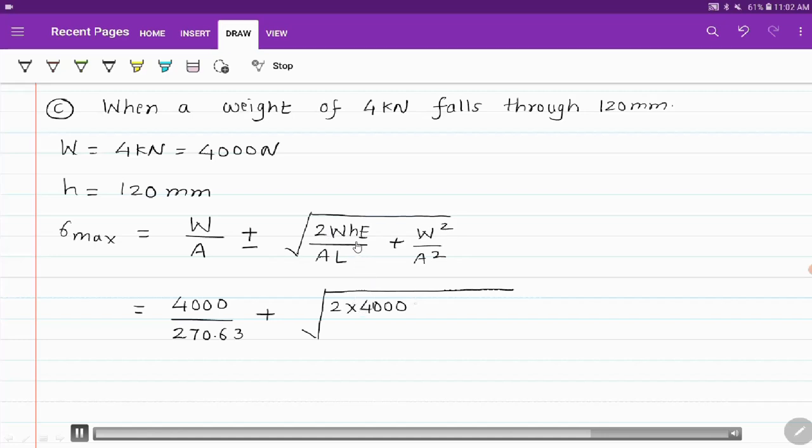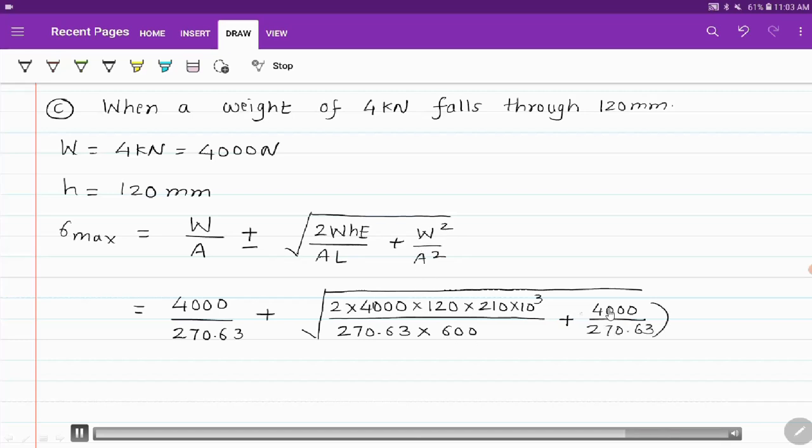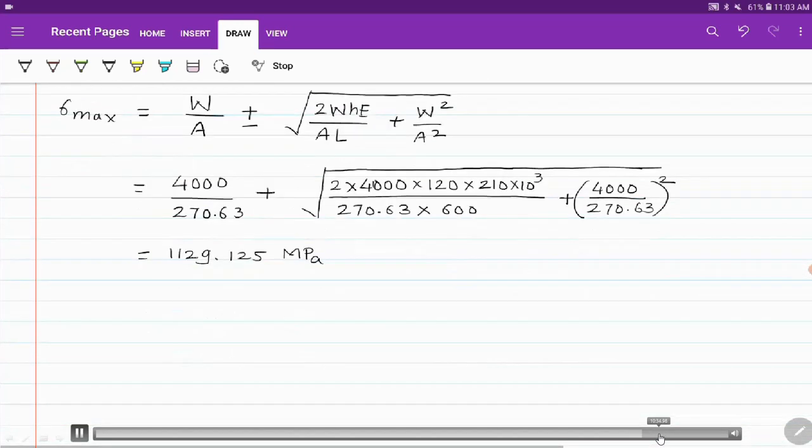W is 4000, H is 120 in this particular case because height is given as 120. E is 210 into 10 raised to 3. Area is 270.63 into 600 is the length. Then W square upon A square, so it is W upon A and the square of that. And if you make this calculation, then the value comes out to be 1129.125 MPa.